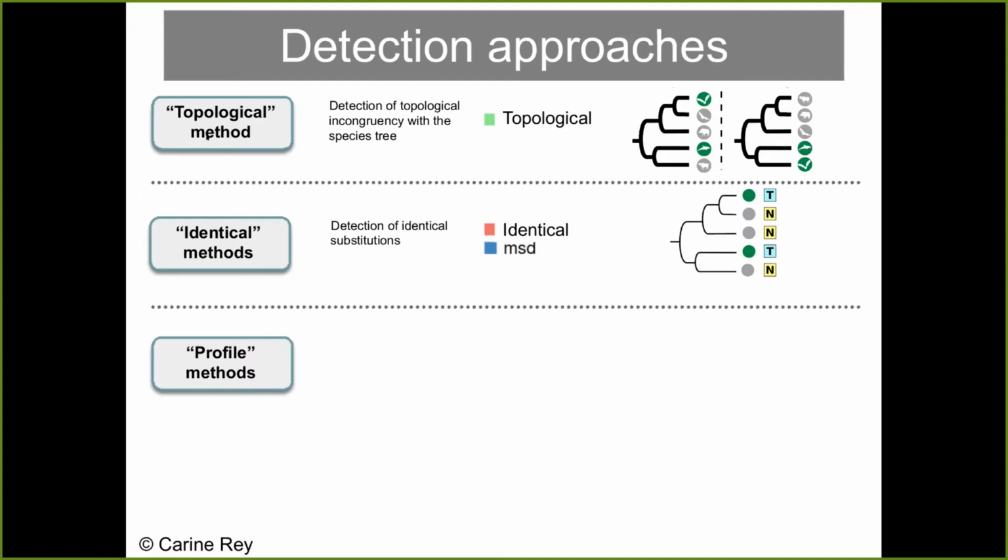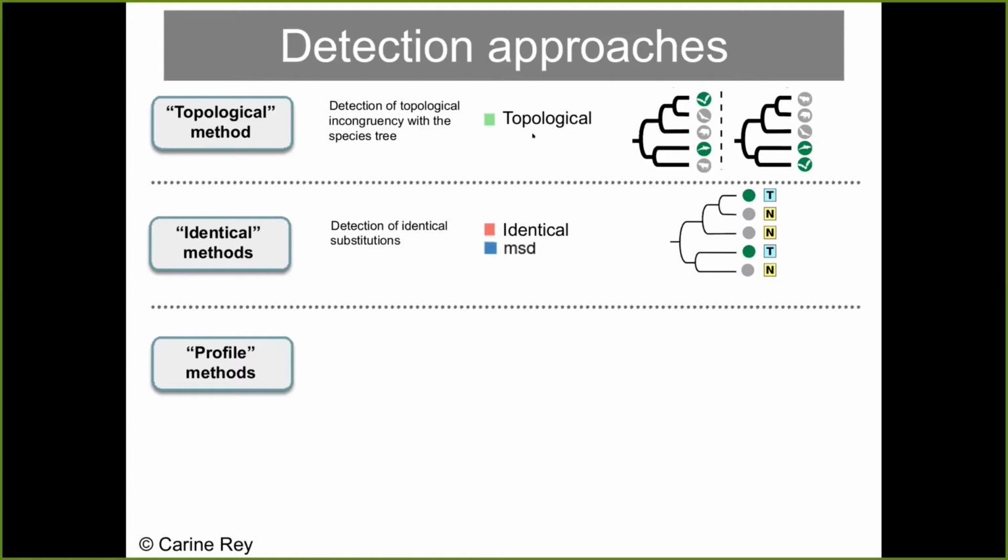Then the topological method is a bit different, and it attempts to detect sites that are related to a convergent phenotype by looking at topological incongruency with the species tree. So in that case, what we have is the species tree there on the left, where we have the dolphin on one part of the tree and the echolocating bats at their normal position. So that's the true species tree, let's say.